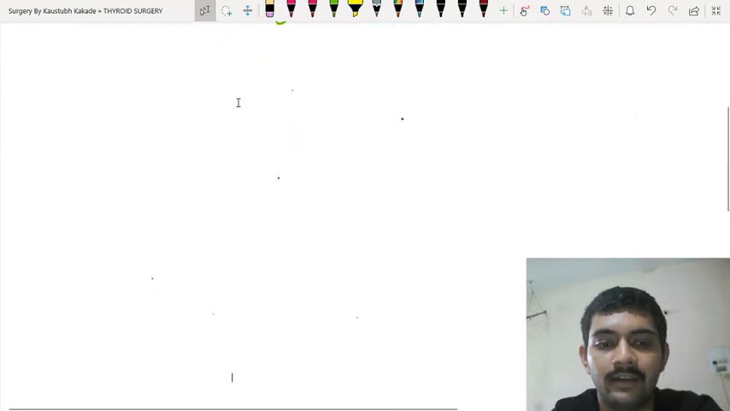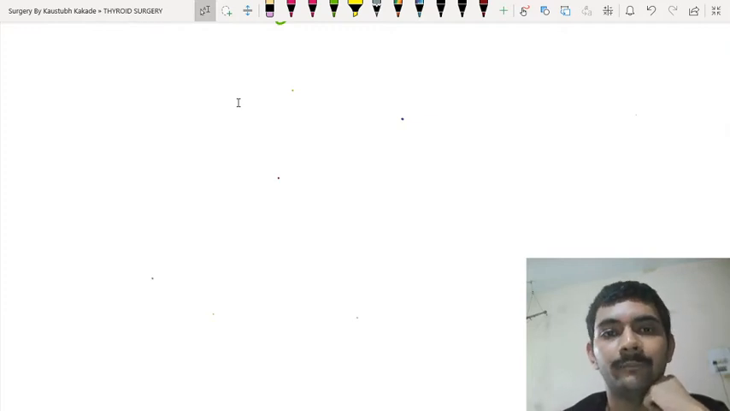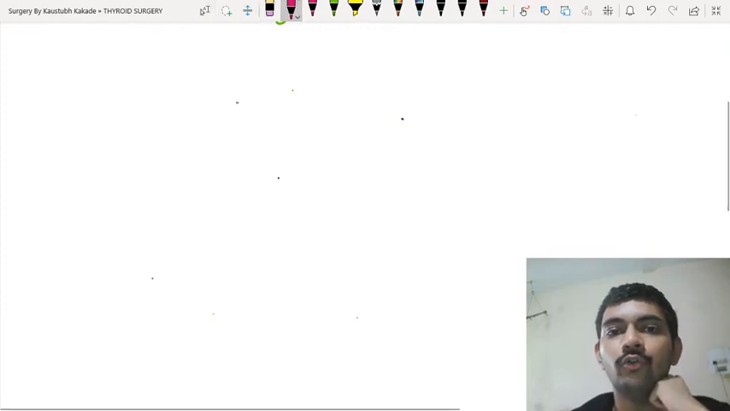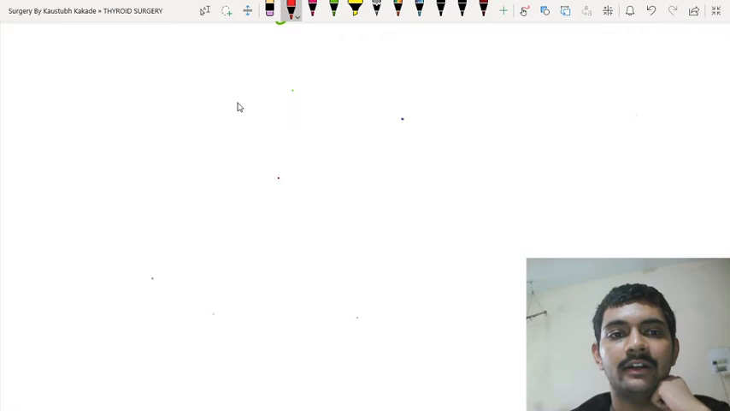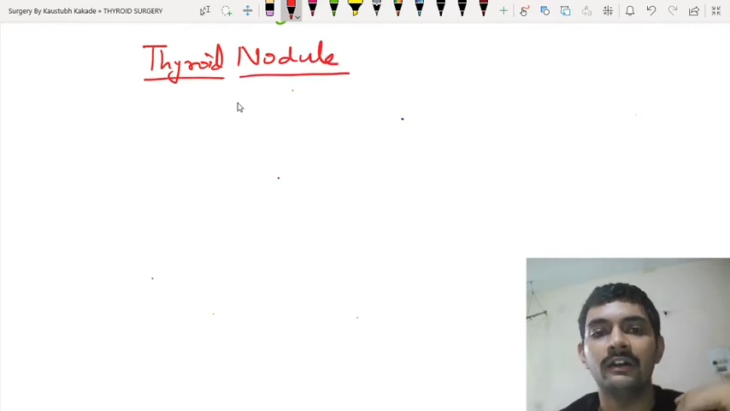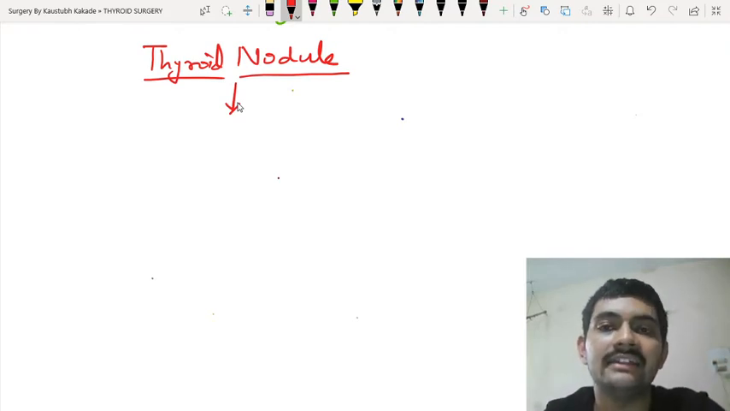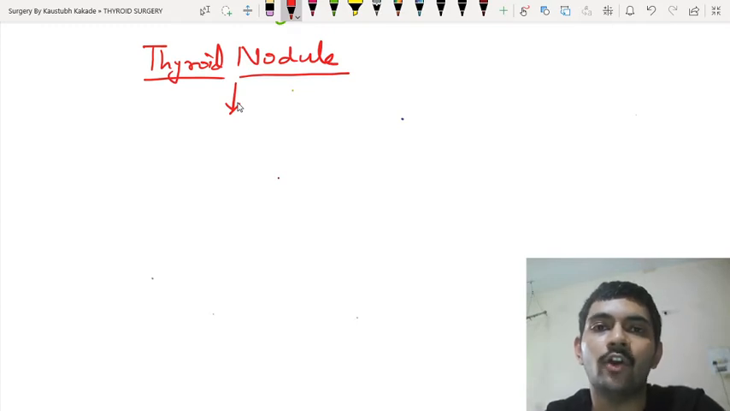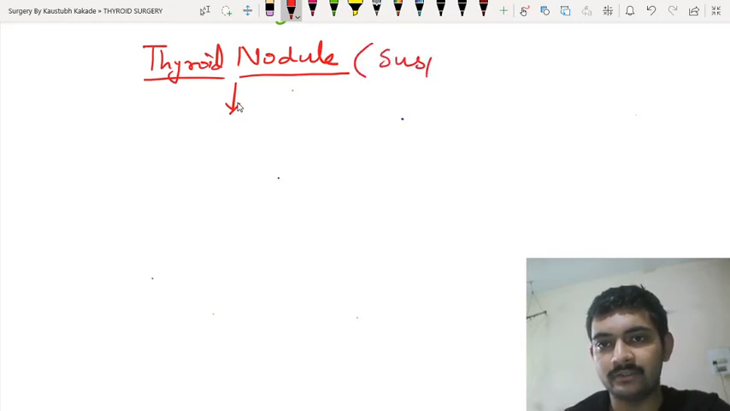Right, now let's have a look at how to approach a patient who has a nodule. Firstly, you are going to look at a nodule. You got that it's a nodule that comes from the thyroid. So it is a thyroid nodule. Now, the most important step, irrespective of the symptoms of the patient, is to identify whether the patient is euthyroid, hypothyroid, or hyperthyroid, especially when it is clinically suspicious.